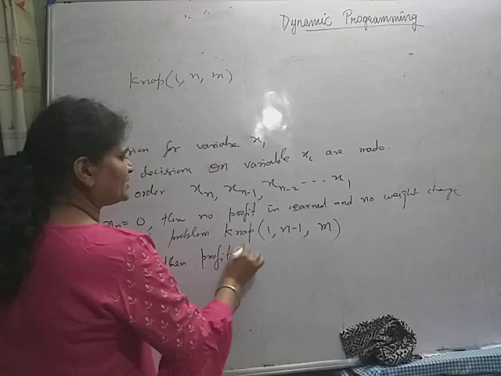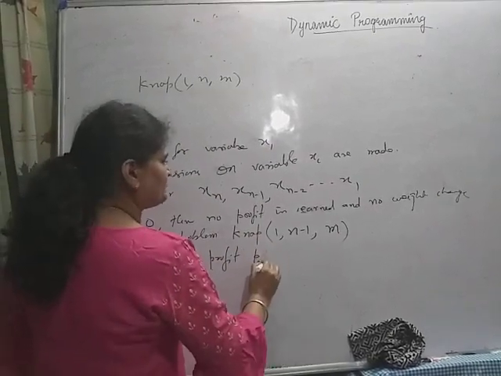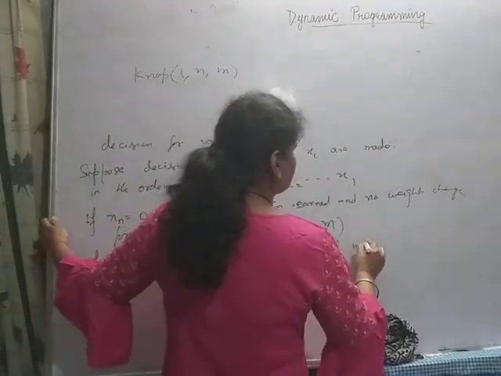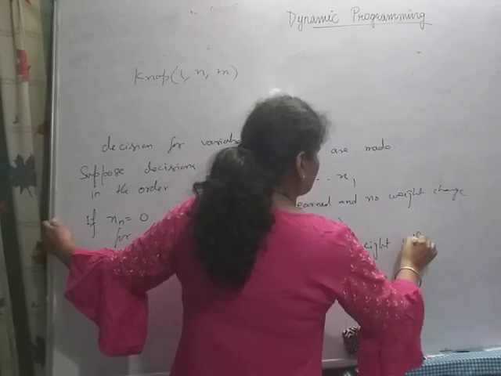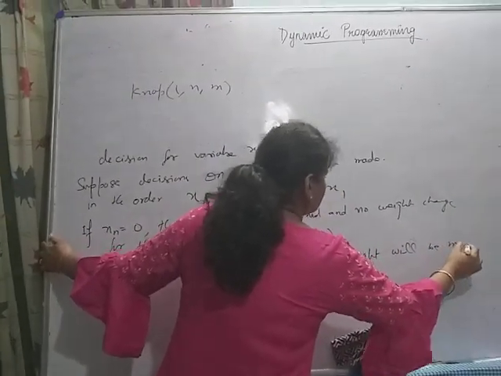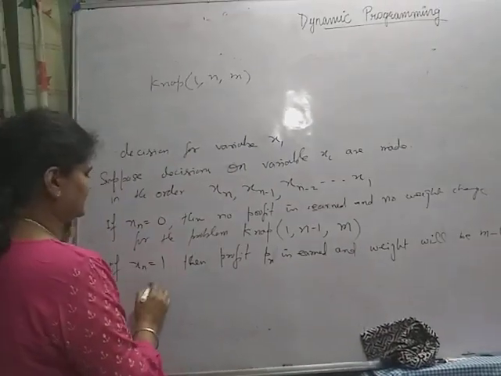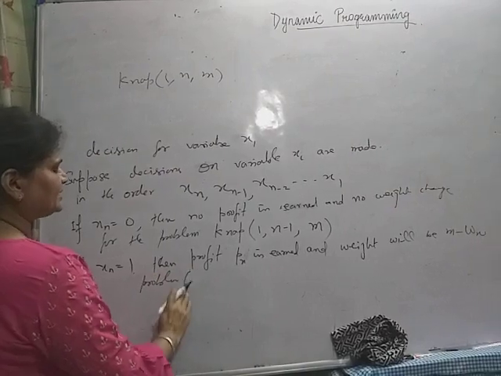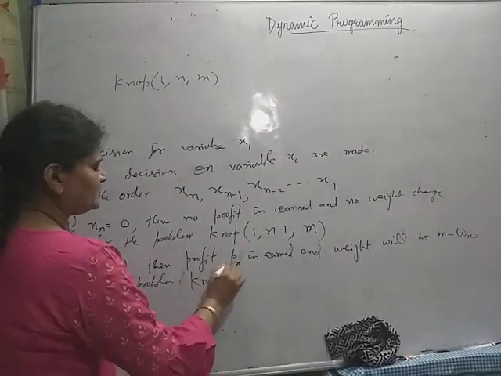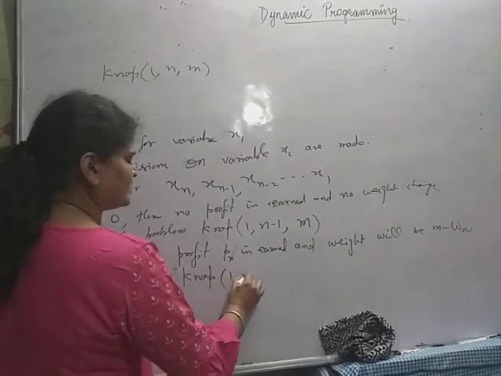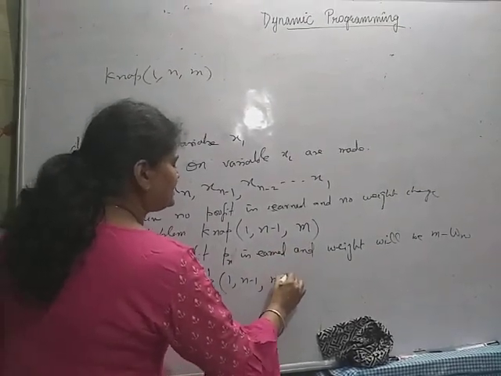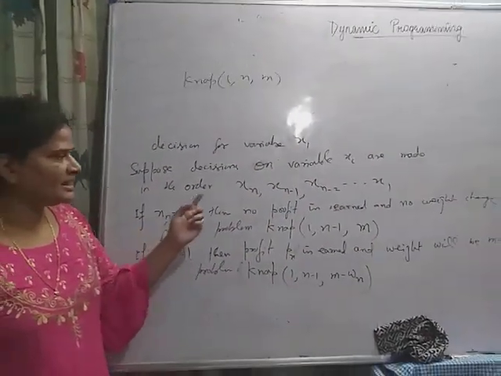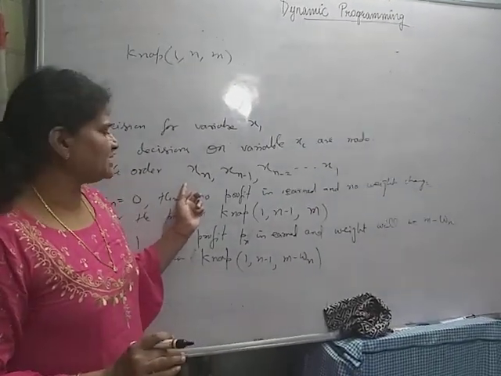profit Pn is earned, and the weight will be M minus Wn. So it corresponds to the problem knapsack 1 to n minus 1, but this time the remaining capacity is m minus Wn. Okay, so see here, I am taking the decision on the variable xi in this order.